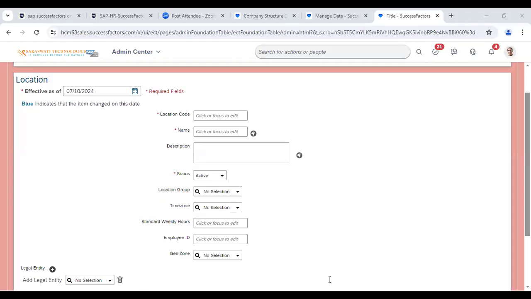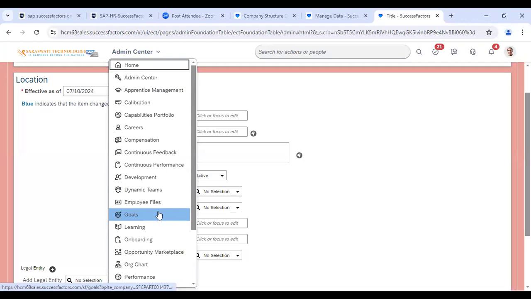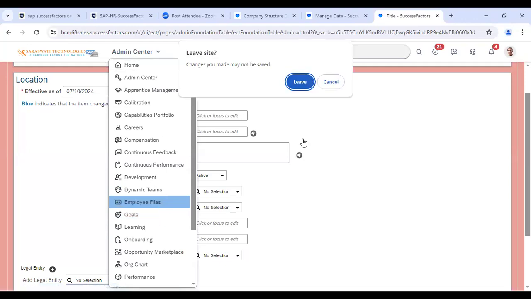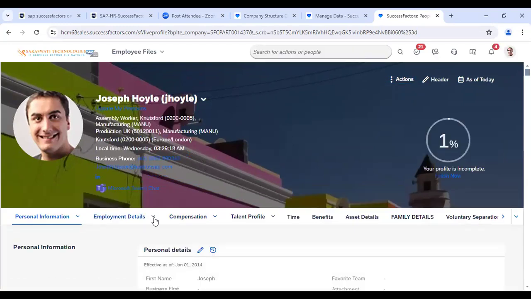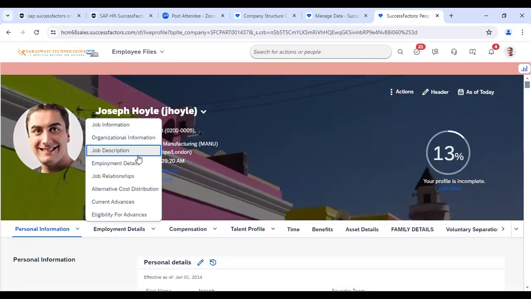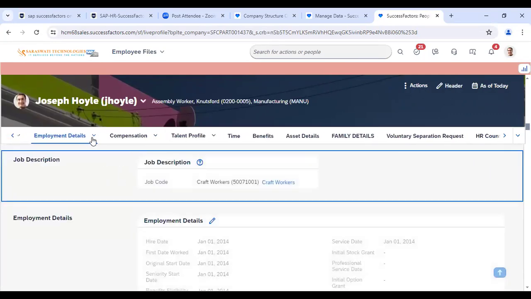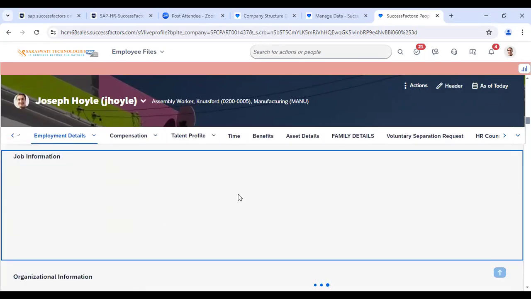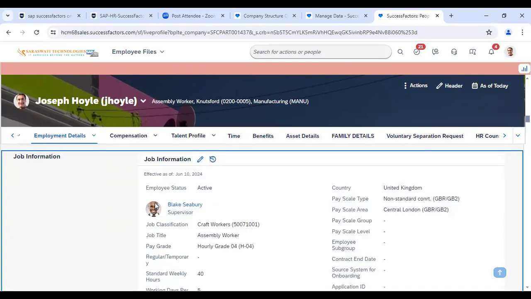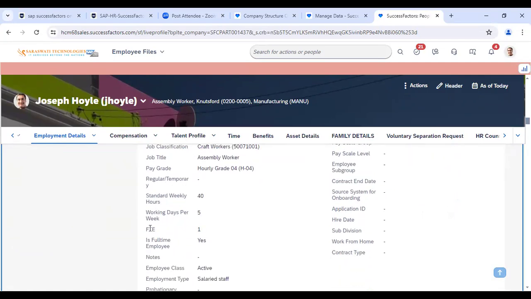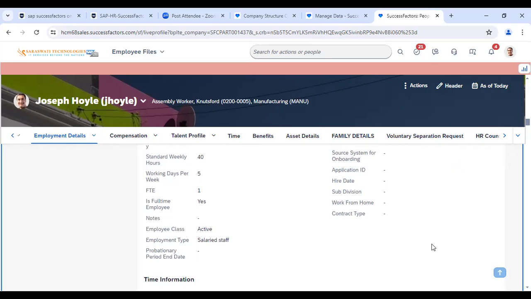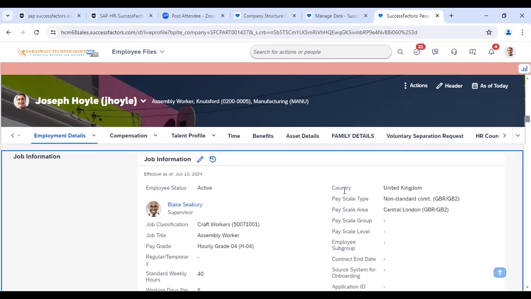What I am trying to explain is that all the things I have explained come under the employee profile. If you can see here, in employee details you can go to job information. In job information you can see each and everything which I have explained: job classification, job title, pay grade, regular or temporary, that is the employee type, FT for full-time employee, employee class, pay scale type, country.